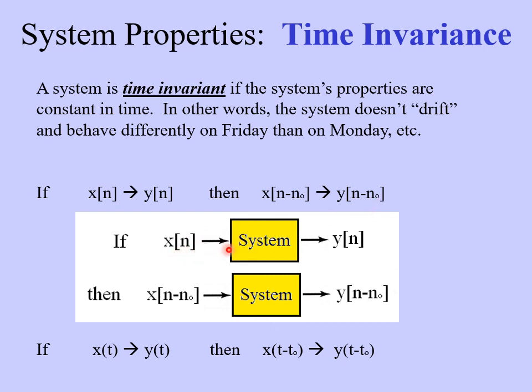So if x of n goes into our system to produce y of n, then x of n minus n naught will produce the output y of n minus n naught. And there's a likewise expression for continuous time systems. If x of t produces y of t, then x of t minus t naught, where t naught is some delay, produces the output y of t minus t naught. So this is time invariance.